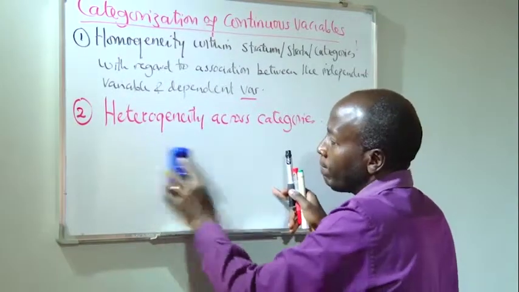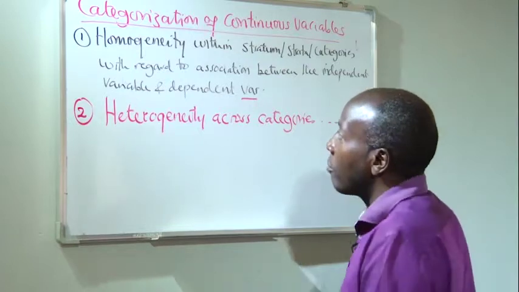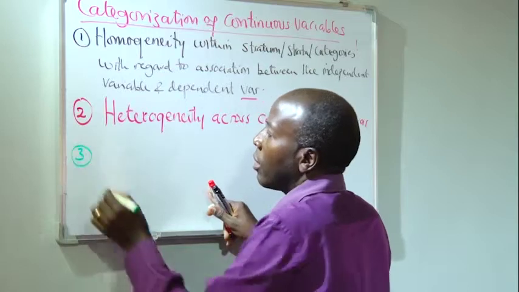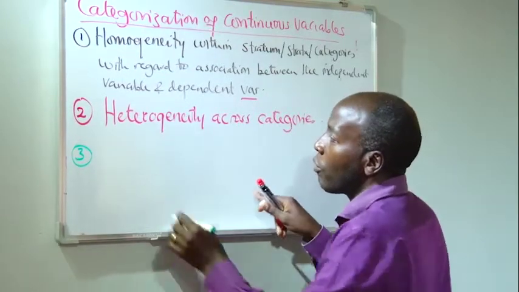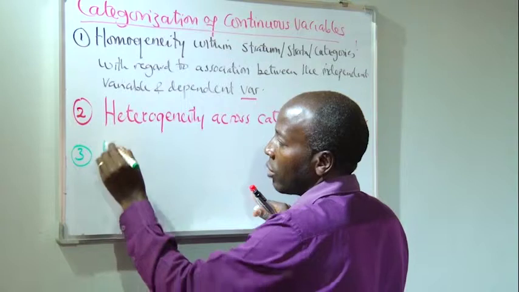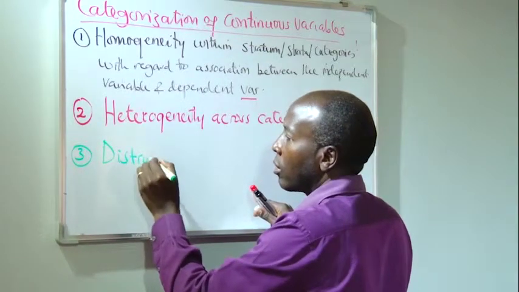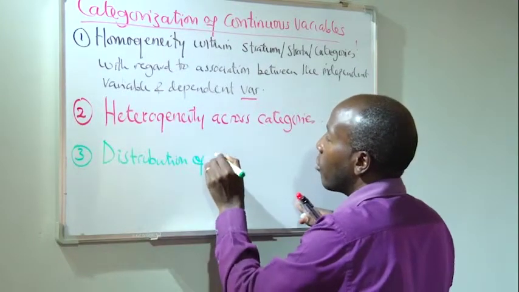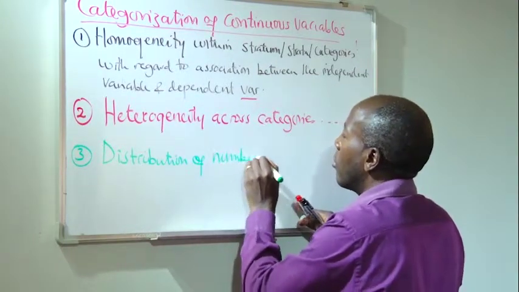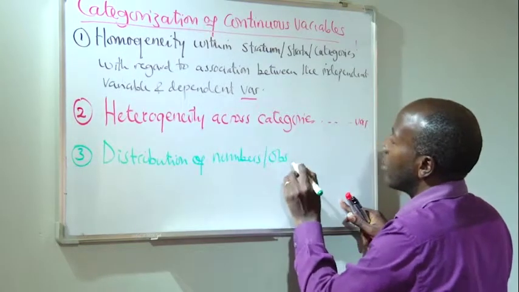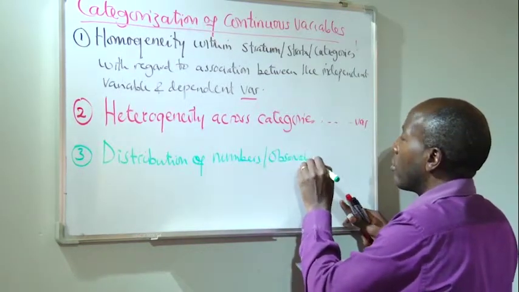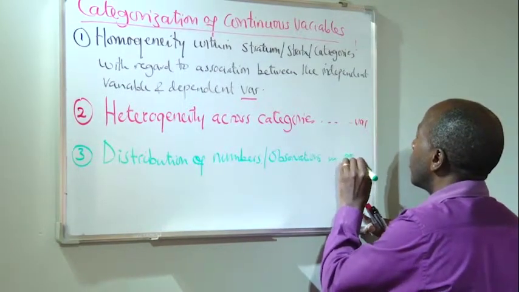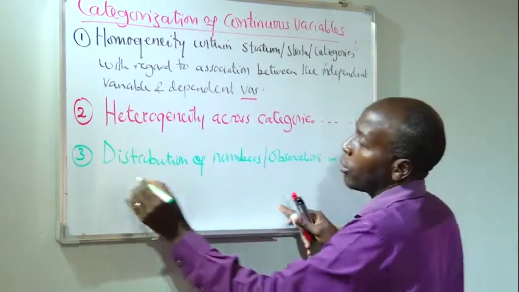Now the other reason that people do categorize variables is because of the distribution of numbers, or observations, in various categories.